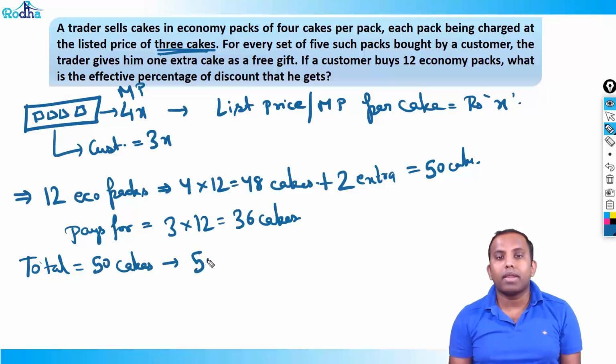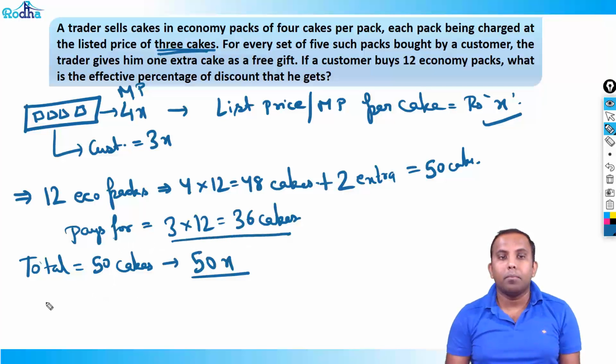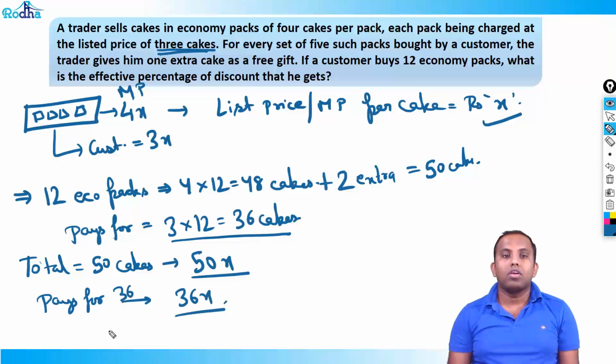That is, what is the price? 50x price. Per cake is rupees x. So 50x price he paid, right? But he pays for how many cakes? Only 36 cakes, right? 36 cakes means 36x. So that means at the price of 50x, he got 36x.